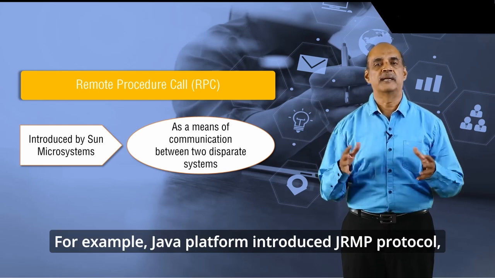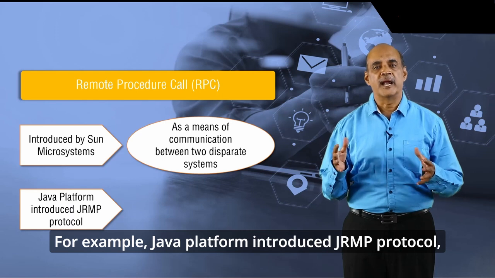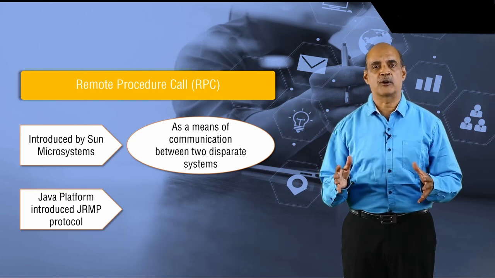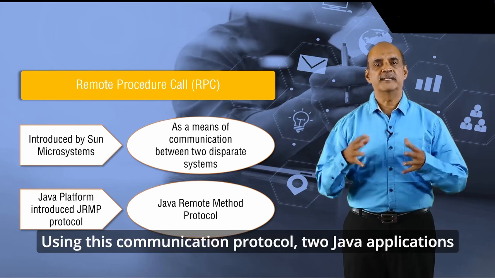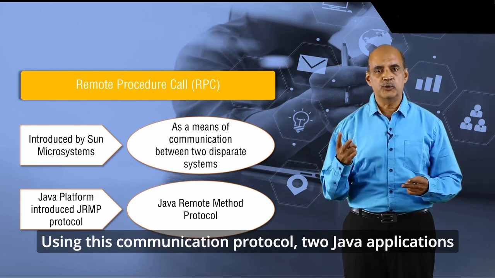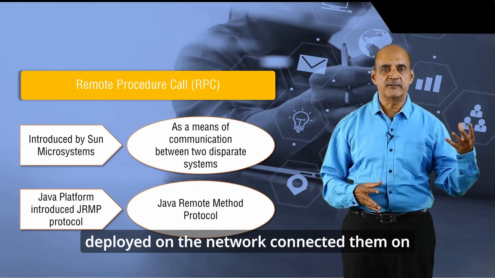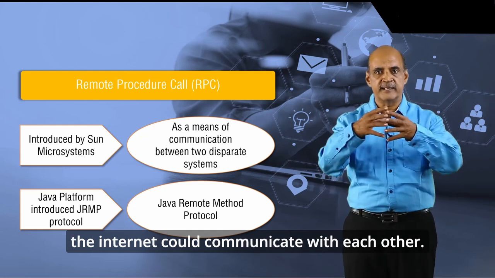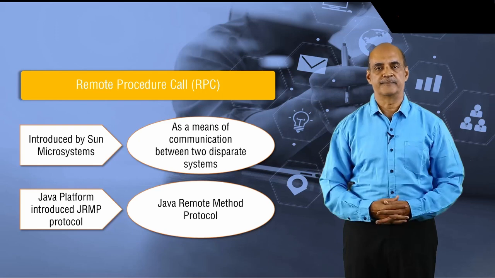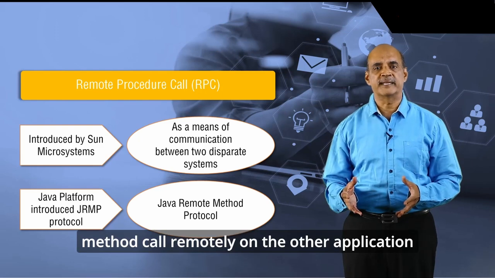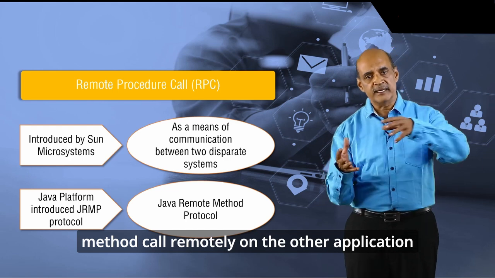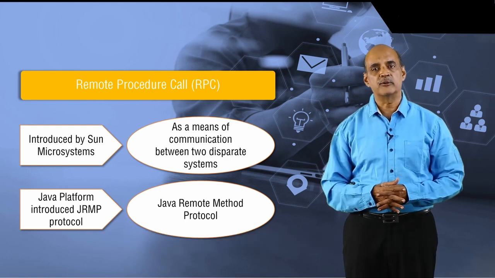For example, Java platform introduced JRMP protocol, which is the Java Remote Method Protocol. Using this communication protocol, two Java applications deployed on the network connected on the Internet could communicate with each other. Here, one Java application will invoke the method call remotely on the other application on the remote server.